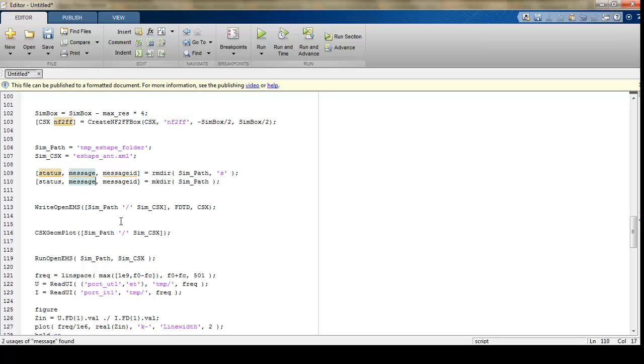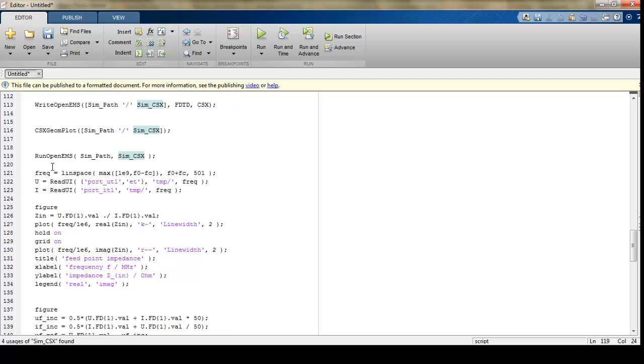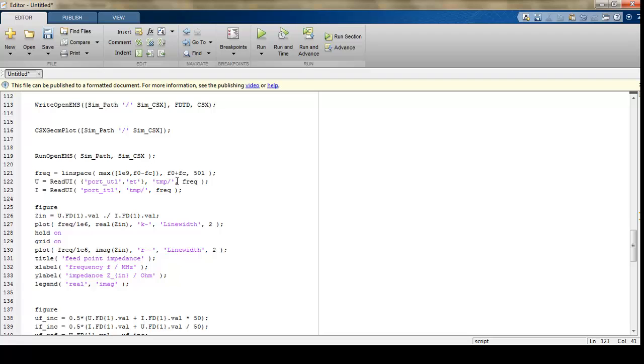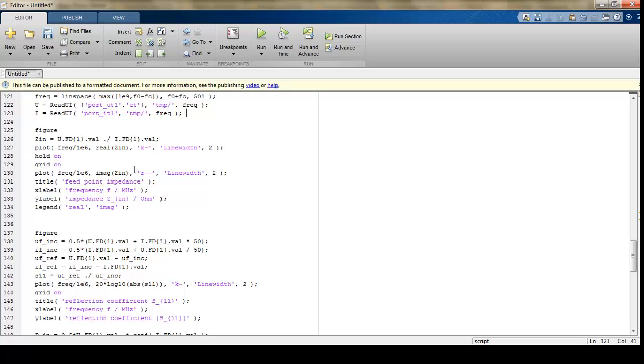This line displays the structure in the OpenEMS window. The following line boots up the OpenEMS software. The next few lines read port voltages and currents in the time and frequency domain while correcting the half-time step. The next few lines of code represent the feed point impedance. The feed point impedance is now plotted.